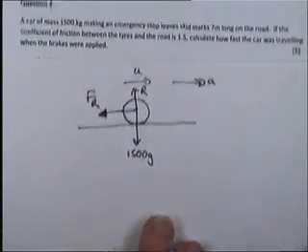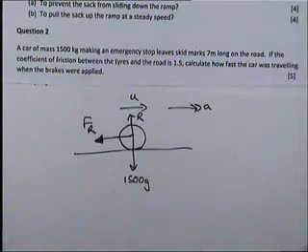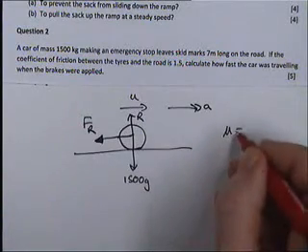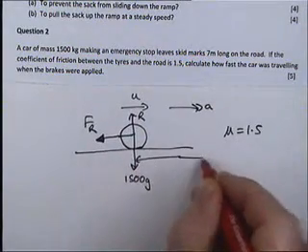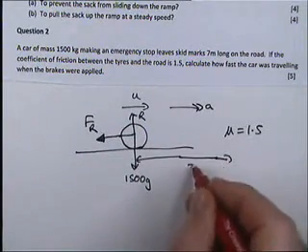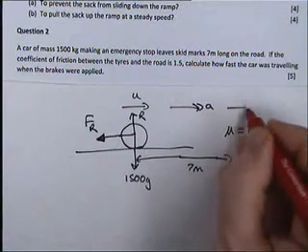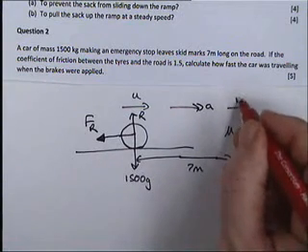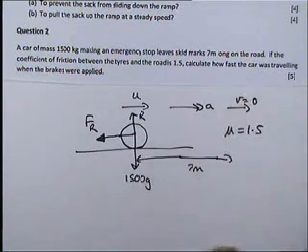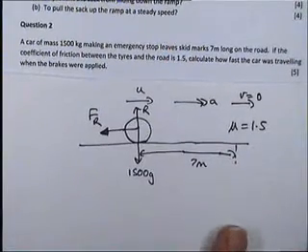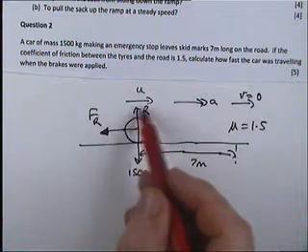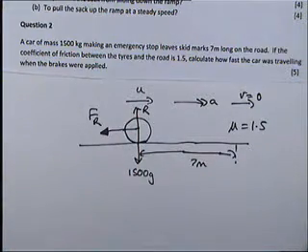So there's the diagram. We've got an acceleration in that direction, we've got a coefficient of friction of 1.5, and we know that after the brakes are applied we get a 7 meter skid, so we're going to end up with a V equaling 0. And the purpose of this question is to find the initial speed of that car, which I'm modelling as a particle as usual.